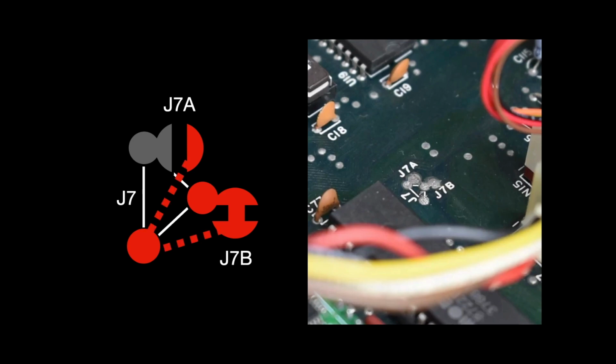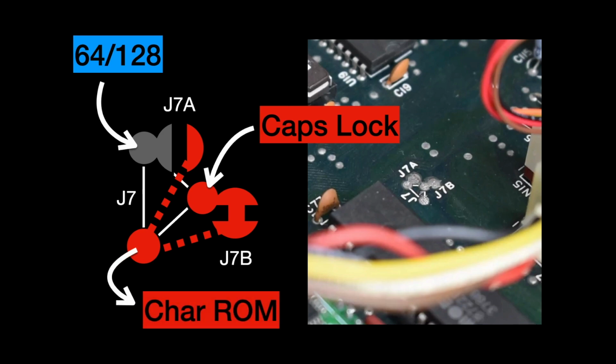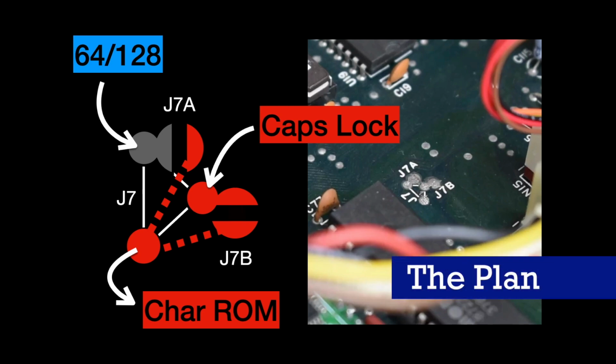So I concluded that there must be two secret traces between the right hand side of J7A and the bottom of J7B that connected to the bottom left hand corner. And the caps lock key went into the right hand side, the 64128 line went into the top left, and the output to the character ROM came from the bottom left. So what I thought I had to do was cut J7B to disconnect the caps lock key from the character ROM output, and then short J7A, which would then connect the 64128 line onto the character ROM.